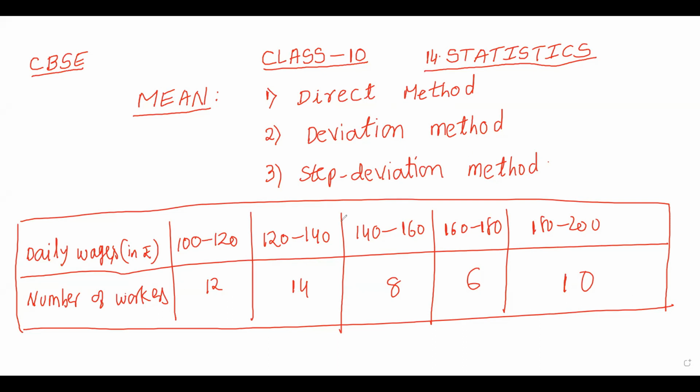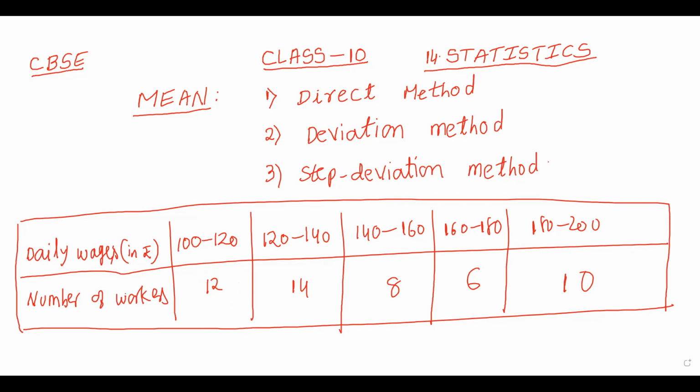This is the problem. Data given is daily wages in rupees and number of workers. The data says that 12 people are getting a daily wage of 100 to 120. There are 12 workers who are getting 120 to 140 rupees. There are 14 workers who are getting this amount. Okay, this is all about the data. Let's rewrite the data and solve the problem.